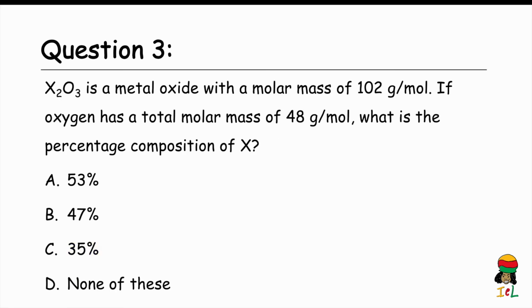Question 3. X2O3 is a metal oxide with a molar mass of 102 grams per mole. If oxygen has a total molar mass of 48 grams per mole, what is the percentage composition of X? A. 53%, B. 47%, C. 35%, D. None of these.